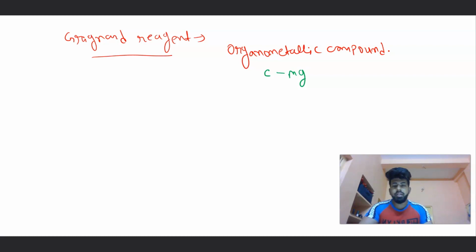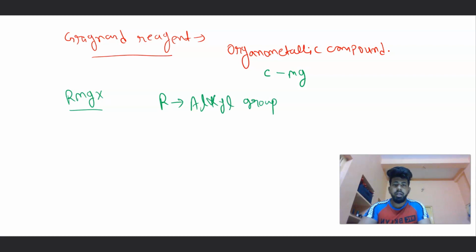Now for Grignard reagent, the general term is RMgX. Grignard reagent can be denoted by this RMgX, where this R is any alkyl group. It could be methyl, it could be ethyl, it could be propyl, it could be anything, any alkyl group. And what is X? X is basically halogen. So it could be fluorine, chlorine, bromine, iodine, anything. So basically this is called Grignard reagent.